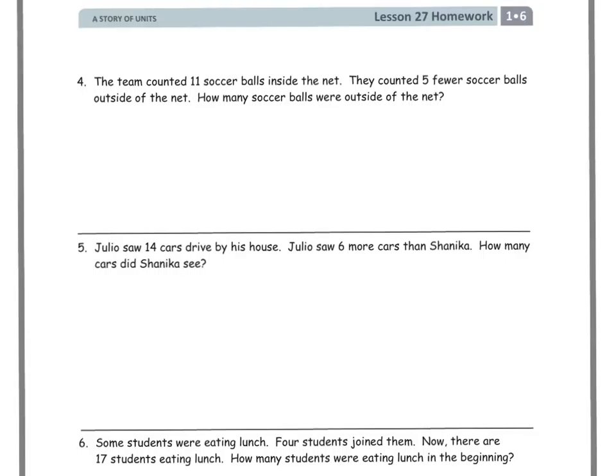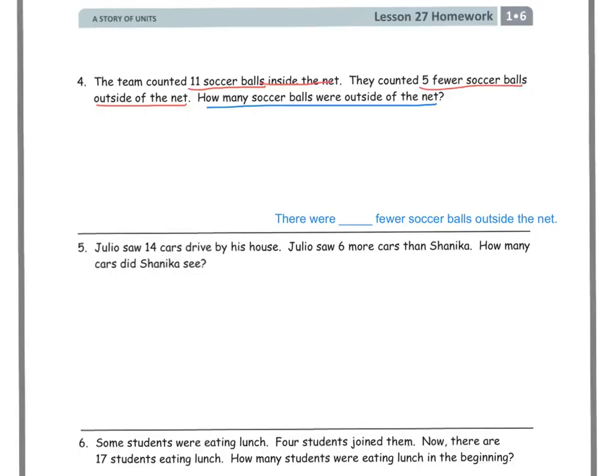And number 4 says, the team counted 11 soccer balls inside the net. They counted 5 fewer soccer balls outside the net. So we have 11 inside and 5 fewer outside. How many soccer balls were outside of the net? Well, the first thing I want to do is get my answer statement, or my statement that matches, down. And there it is right there. It says there were blank fewer soccer balls outside the net.